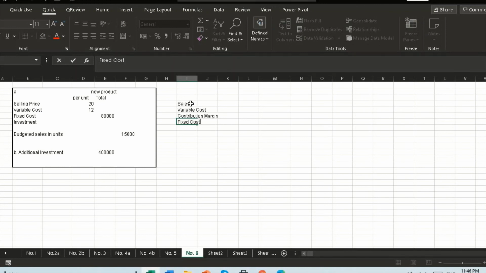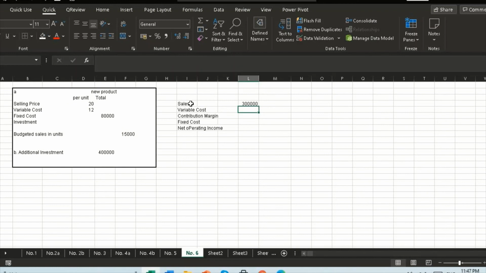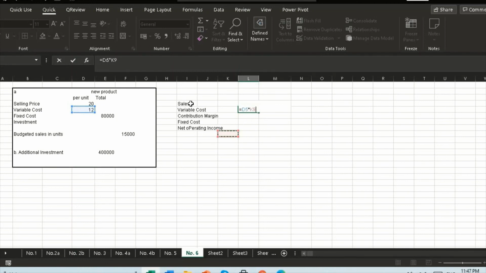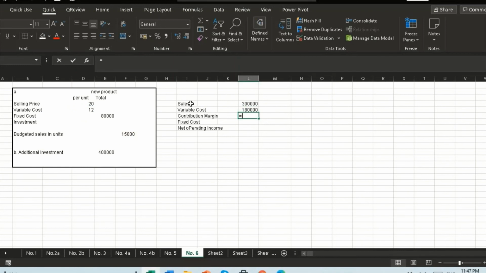And by deducting the fixed cost, we will arrive at the net operating income that is attributable to this new project. To calculate for the sales, we have to multiply the selling price by the budgeted demand for the new product, which is 15,000. We will multiply the variable cost per unit by the budgeted demand to get the total variable cost. By deducting the total variable cost from the total sales, we will get the contribution margin.